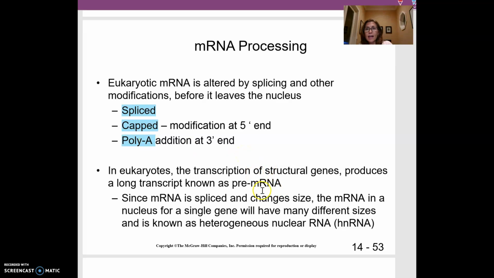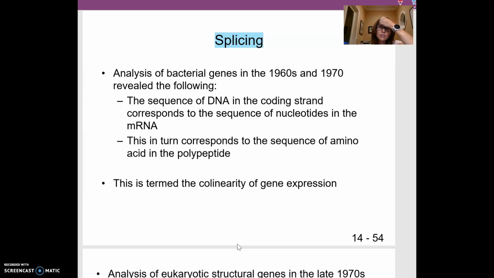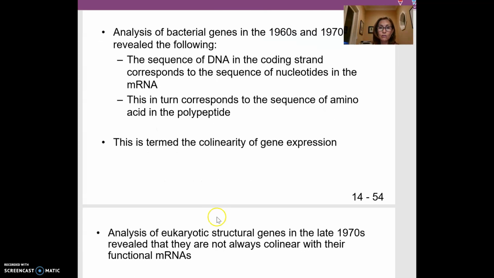Now it turns out that in eukaryotic cells, messenger RNA goes from like a big pre-messenger RNA to one small functional unit. And that typically happens through splicing. And so it turns out between the 60s and the 70s, people figured out that there are segments of DNA that do not equate to the messenger RNA that leaves the nucleus. And so they called this process of altering the messenger RNA splicing based on how segments were removed.